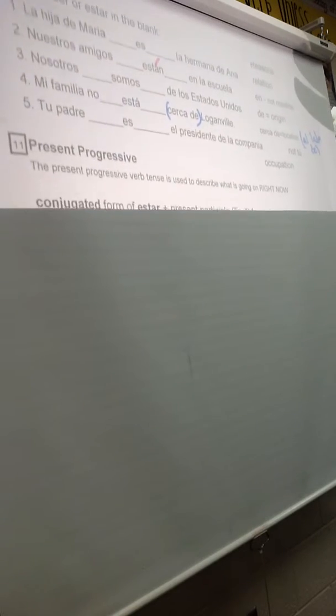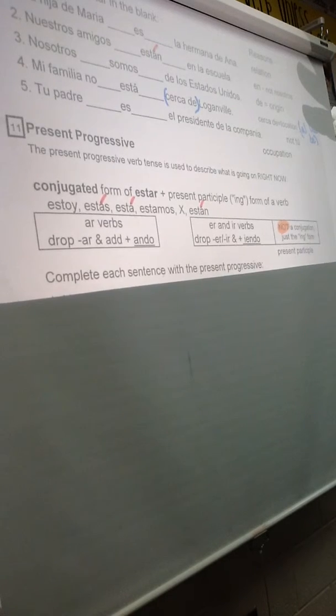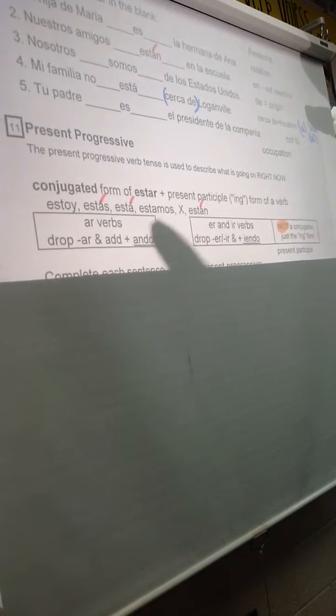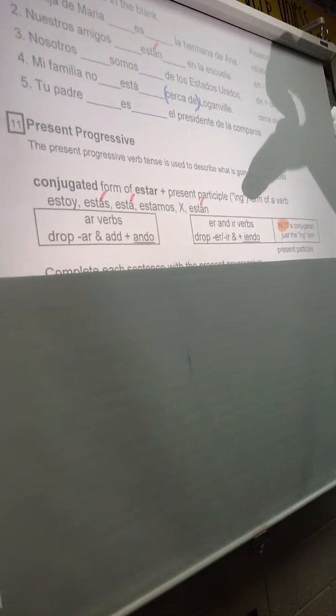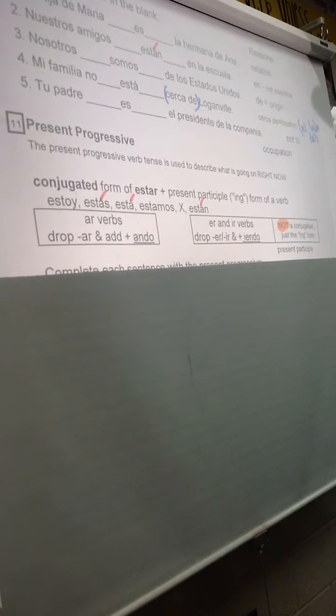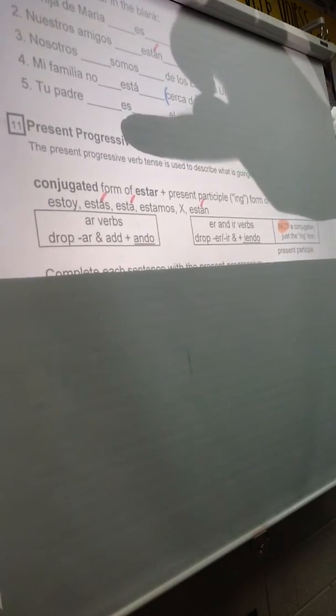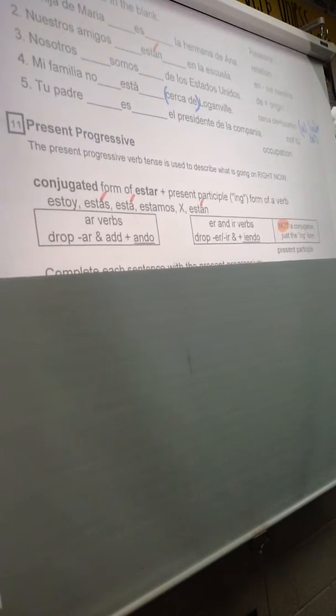And then going along with our reasons for estar, present progressive, you have to use a form of estar because it's a temporary action. It's not always going to be ongoing. So the present part is the estar conjugation in the present tense. The progressive part is the ing part, which for AR verbs drop the AR, add ANDO. For ER and IR verbs drop the ER, IR, and add IENDO.